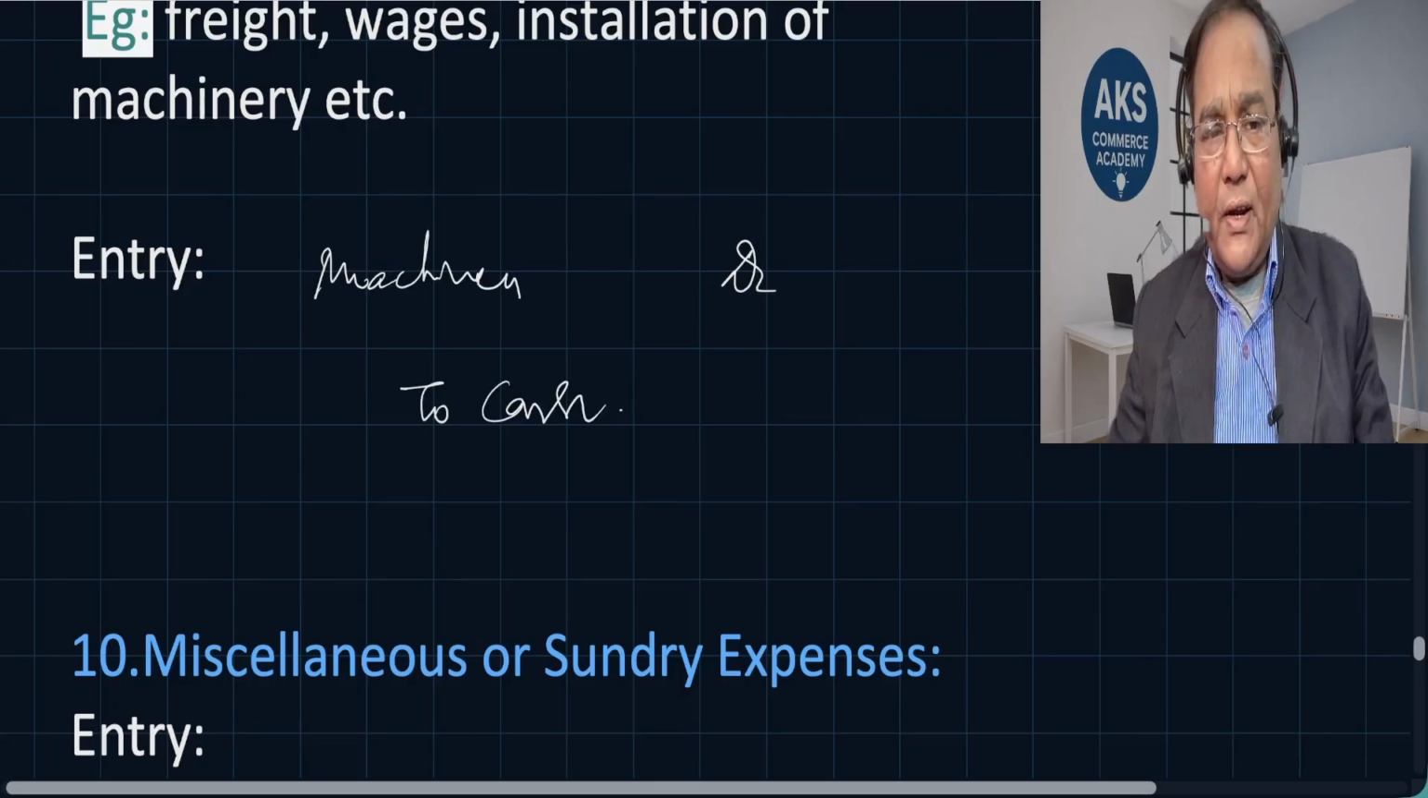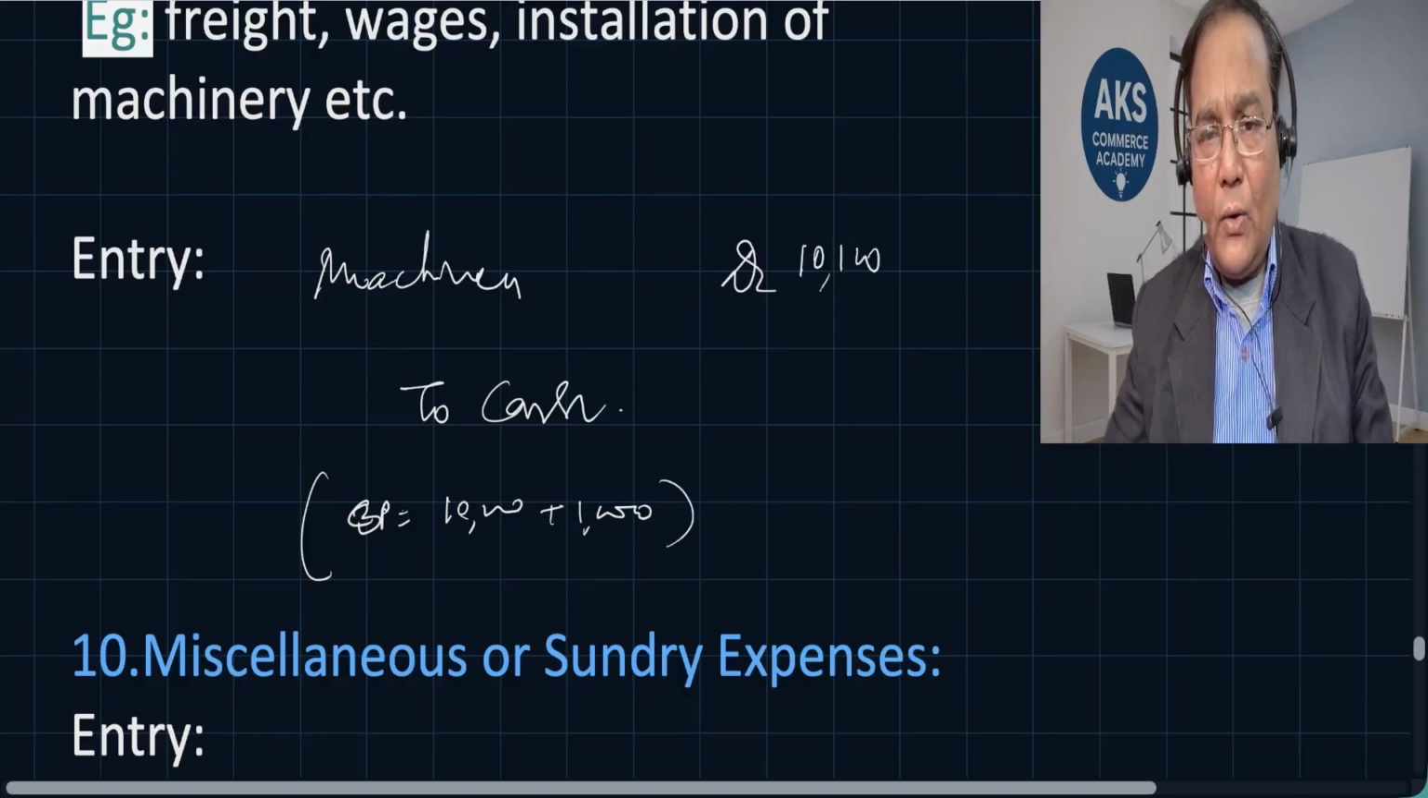If machinery includes freight, machinery cost is the cost price. The buying price of the machine is, let's say, 10,000, and there was 1,000 rupees of freight and installation. So we will write here 11,000, and then cash also 11,000.